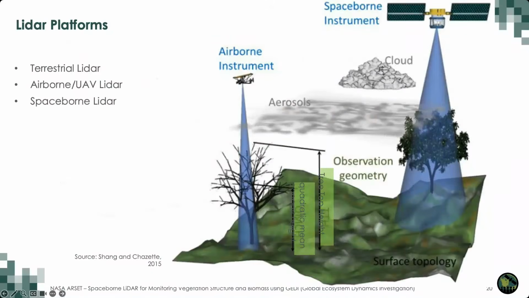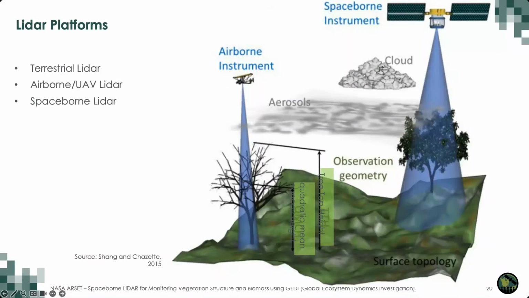LiDAR systems can be deployed on various platforms, each offering distinct advantages. Ground-based systems, known as terrestrial LiDAR, provide extremely high resolution measurements, up to even millimeter accuracy, for detailed studies of forest structure, archaeology, and engineering applications. These systems are ideal for small-scale, intensive studies, but are limited in their spatial coverage.